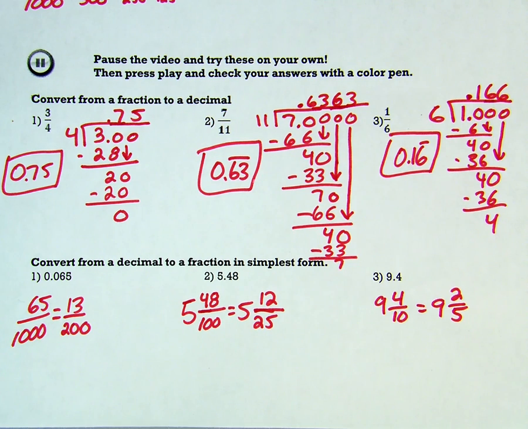For my decimals, I have 65 thousandths, which turns into 13 200ths, which is how it's simplified. Then I have 5.48 is 5 and 48 hundredths, simplified to 5 and 12 25ths. And then 9.4 is 9 and 4/10ths, simplified to 9 and 2/5. Very important that you make sure you simplify as much as possible to get your full credit.